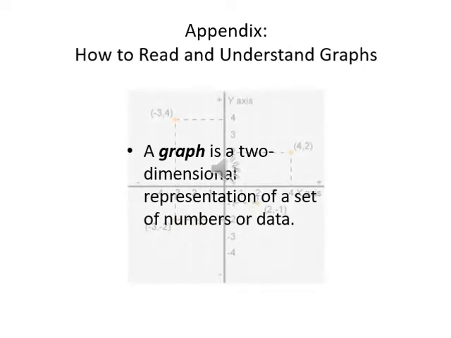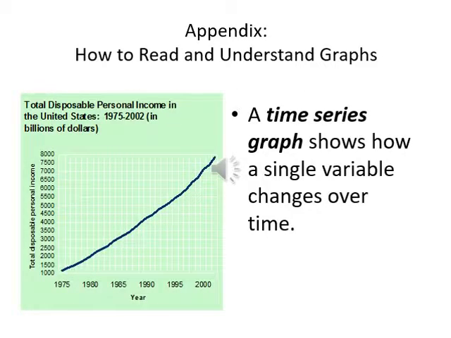The appendix discusses how to read and understand graphs. A graph is a two-dimensional representation of a set of numbers or data. A time series graph shows how a single variable changes over time.